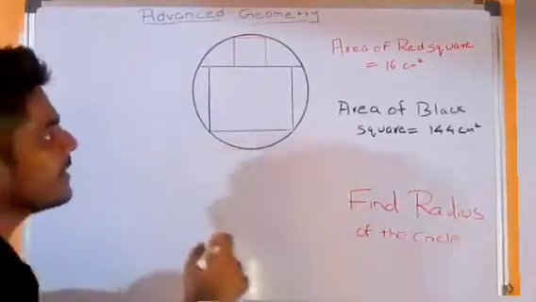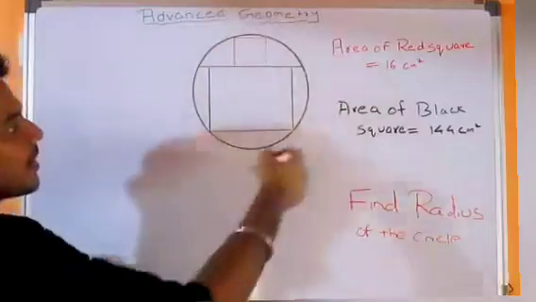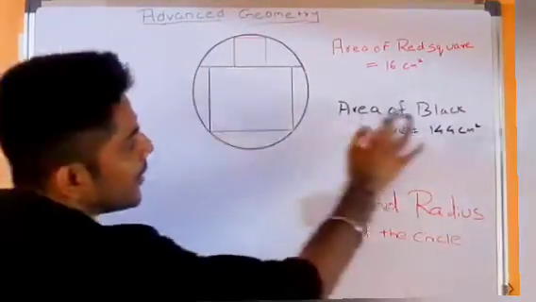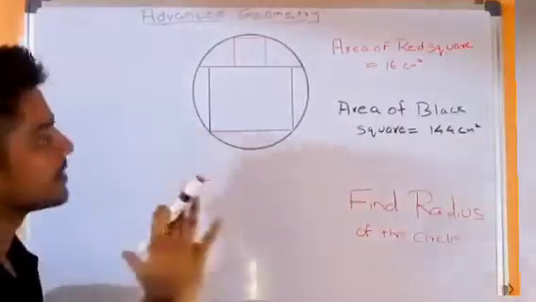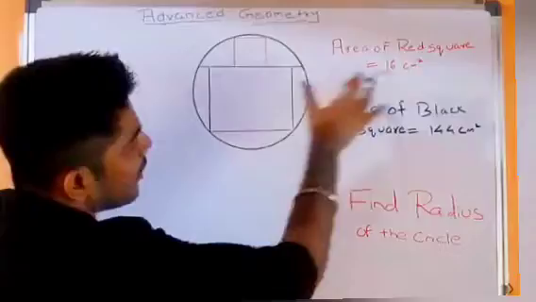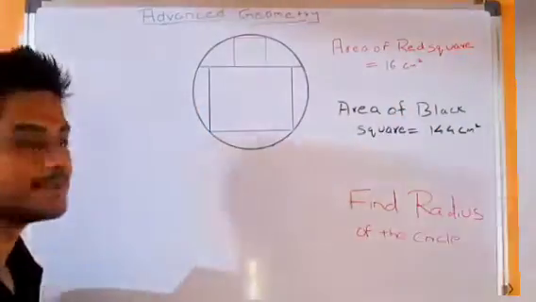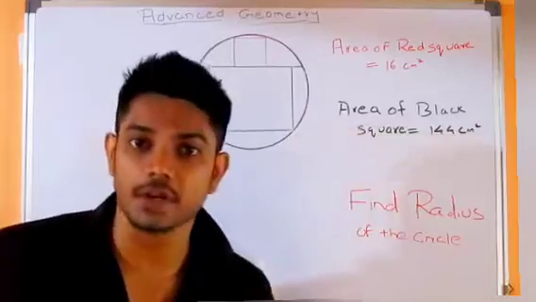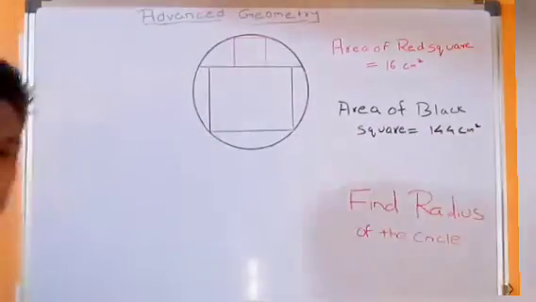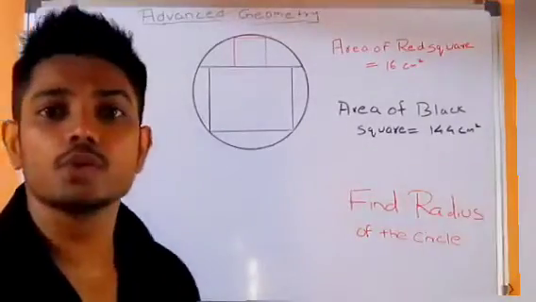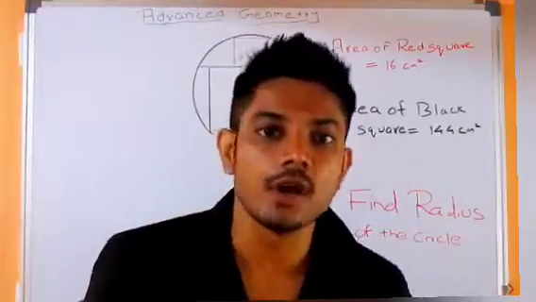So what exactly is the question? There is a circle, inside it there is a huge square, the area of which is given as 144 centimeters square, and there is a small red square, the area of which is 16 centimeters square. What we have to find is the radius of the circle. So to find the radius of the circle, what concepts are we going to use?